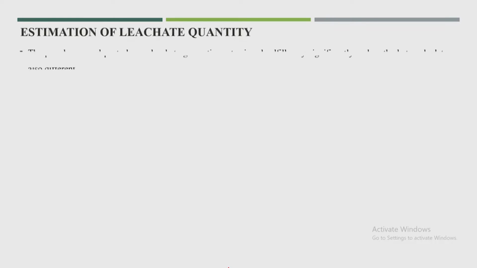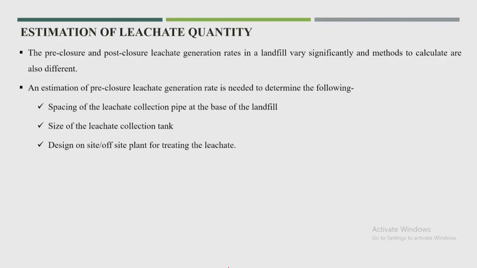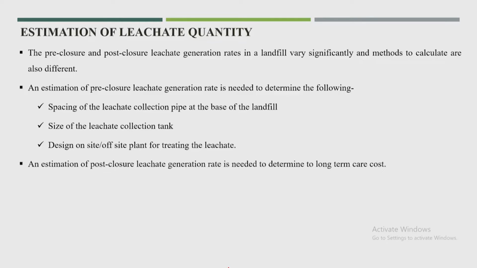Now, the estimation of leachate quantity. The pre-closure and post-closure leachate generation rates in the landfill vary significantly, and the methods to calculate them are also different. The estimation of the pre-closure leachate generation rate is needed to determine the spacing of leachate collection pipes at the base of the landfill, the size of the leachate collection tank, and the design of an on-site or off-site treatment facility. And the estimation of the post-closure leachate generation rate is needed to determine the long-term care cost.